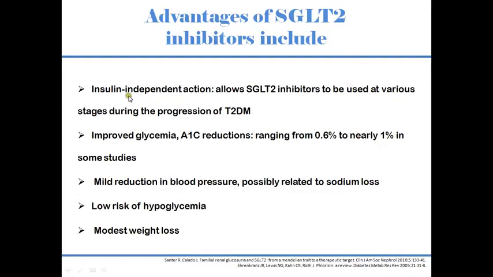Insulin independent action. This is insulin independent. They cannot see whether the glucose levels are high or low in the body. The incretins have a better effect, with the advantage that they are glucose dependent. If there are raised levels of glucose, they will produce their effect, so the chance of hypoglycemia is low. But SGLT2s are insulin independent; they do not require insulin, and they do not depend on the glucose levels. They improve glycemia and reduce A1C by 0.6% to nearly 1%, with mild reduction in blood pressure, low risk of hypoglycemia, and modest weight loss because of the loss of water.